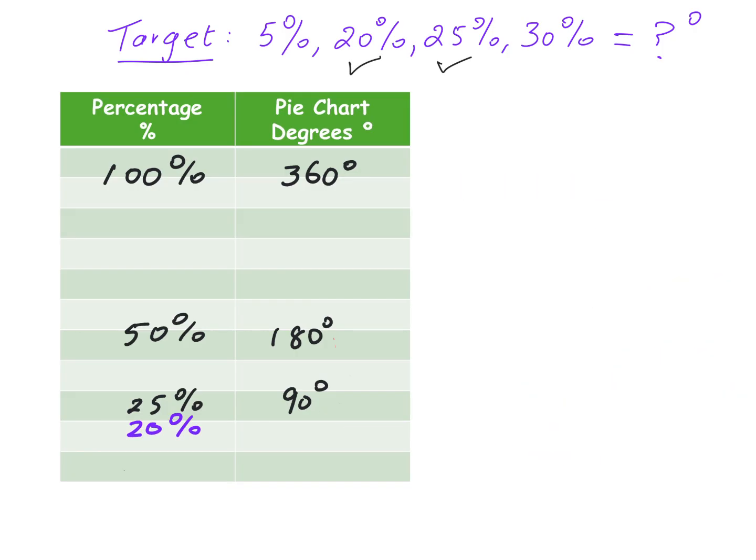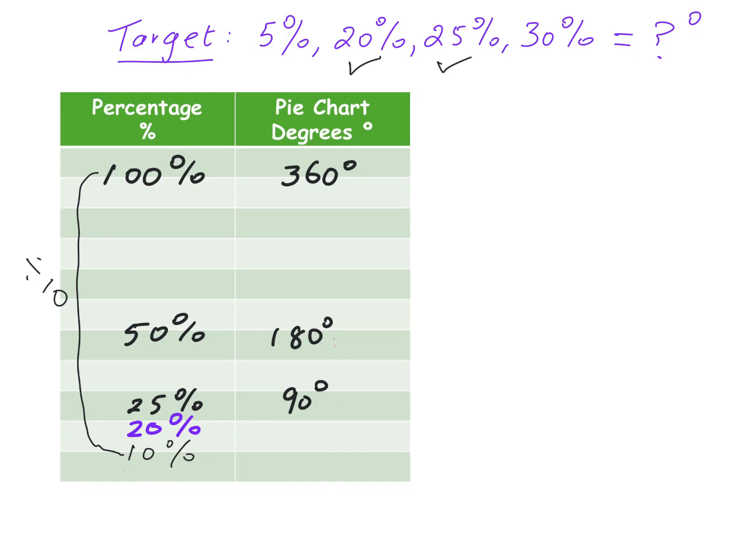Here's another way we could get to the 20% and convert it to degrees. So if we start off at our 100, I'm going to connect 100% to 10%. So let's just put in 10%. So from 100, I'm going to connect 100 to 10%, and that would be dividing it by 10. 10 tens are 100. 100 divided by 10 equals 10.